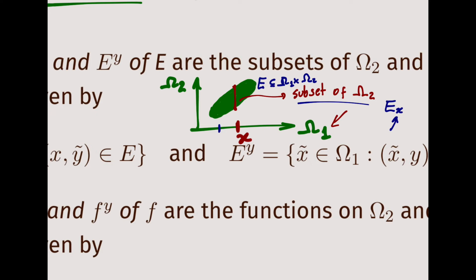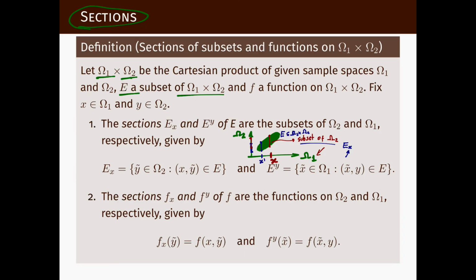If I pick another x, let's call it x prime, now we're talking about a different set. We're talking about this set here on omega 2, which is not the same as this set that we had before. So this is what this notation is saying. E subindex x, where E before was a subset of the Cartesian product, is now just a subset of the second space, and it's given by fixing the first coordinate in this Cartesian product to be x, and considering what are the values that the second coordinate would take if we remain on the set.